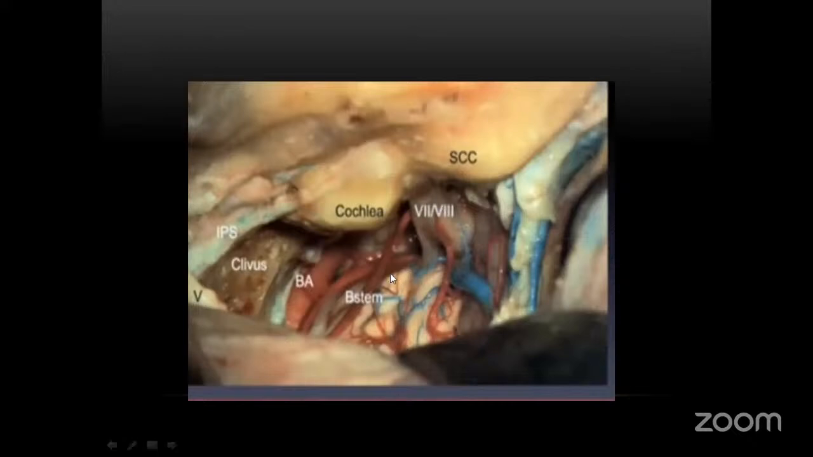So when you are going through this one, this is the zone of Kawase. That is in between the 7th and 8th nerve. So this is actually the zone of Kawase.